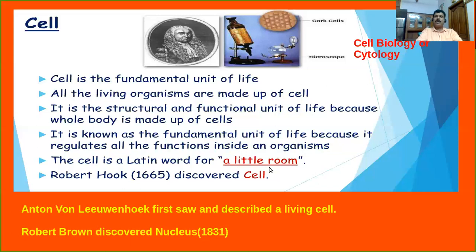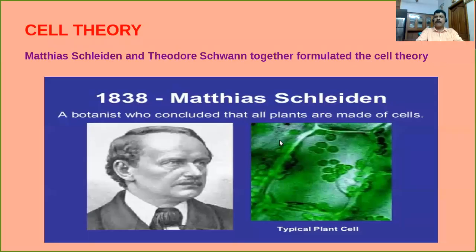Dear students, do you know which scientist had observed the first living cell? Yes, Anton von Leeuwenhoek first saw and described a living cell. One of the most important discovery in the field of cell biology, that is the discovery of nucleus. You are very familiar, nucleus as the controlling center of a cell. Am I right? Yes. Nucleus, first of all, discovered by Robert Brown in 1831. Dear students, in this lesson, first of all, we have to discuss about cell theory.